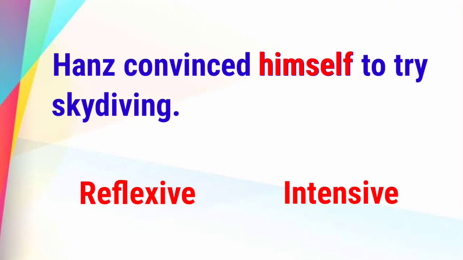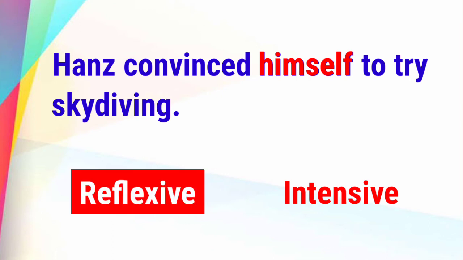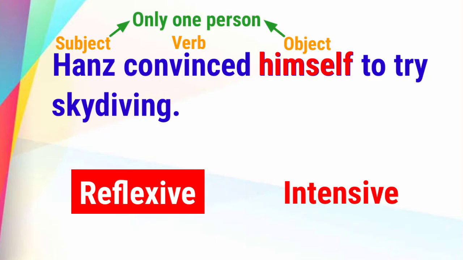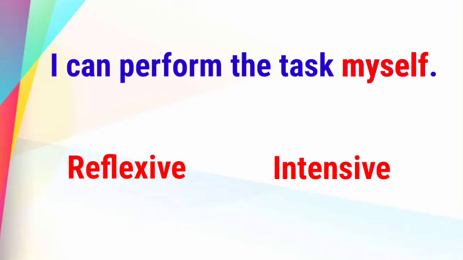Number 3, Hans convinced himself to try skydiving. The answer is reflexive. Why? Because the subject, which is Hans, and the object of the verb, which is himself, refer to only one person, Hans.